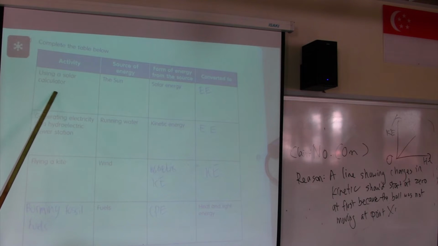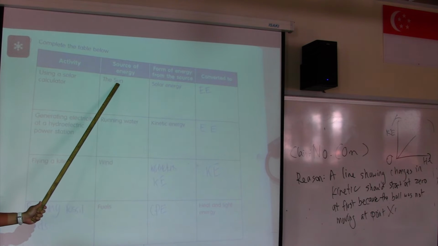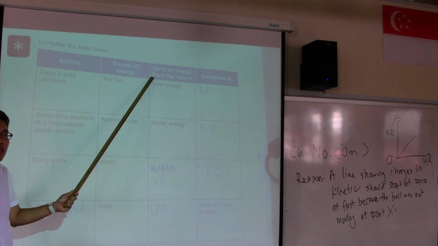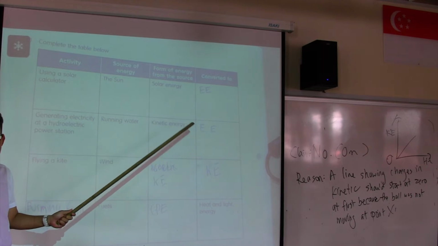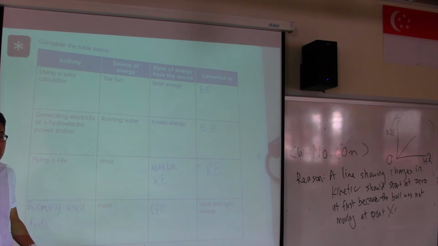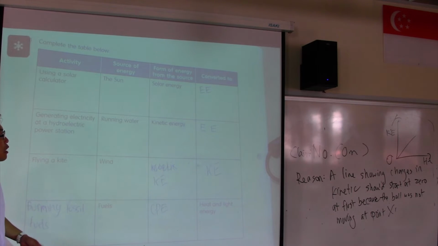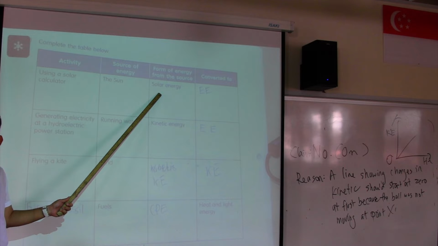So the calculator here, it says the energy, since it's solar, comes from the sun, and the form of energy is solar energy. Here, actually, I don't quite like this term, because this one doesn't break down solar energy into light or heat. There are two forms of energy that come from the sun. There's light and there's heat. So here, I'd prefer if you write down light energy. Because you're not using heat to power your solar calculator, no?